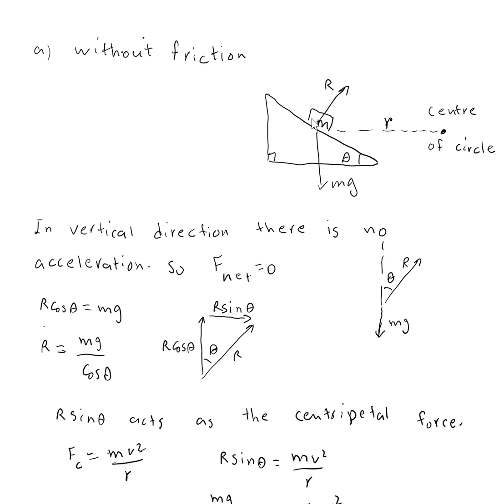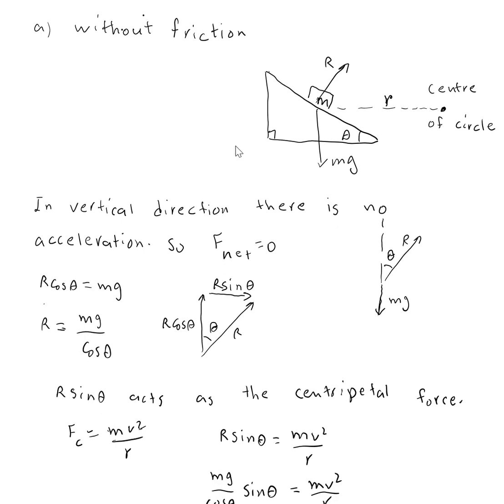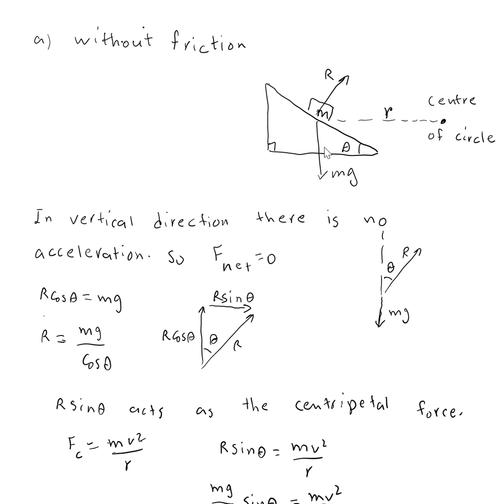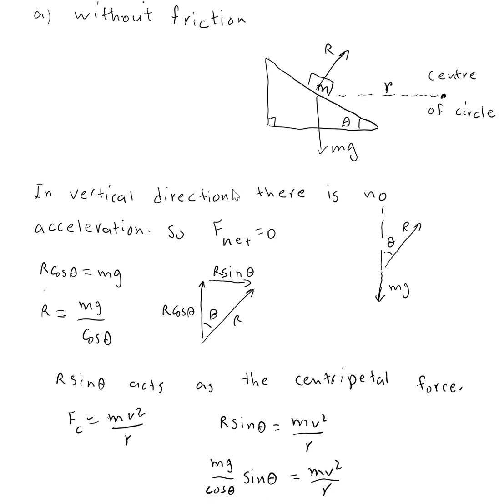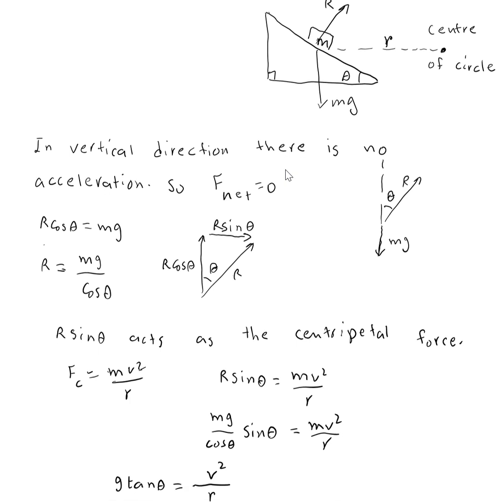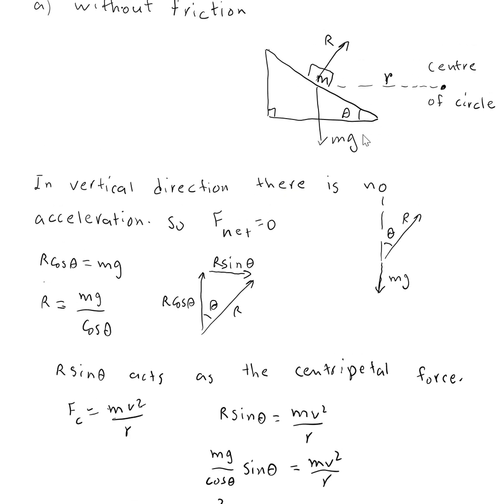That is the object moving in circular motion, and that's the reaction of the surface or the road, and this is the weight of the object, and that will be the radius. In the vertical direction, we have no acceleration, so the net force must be zero. What are the forces acting in the vertical direction?